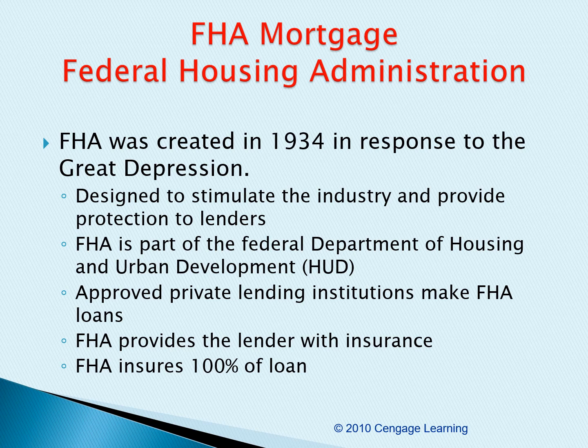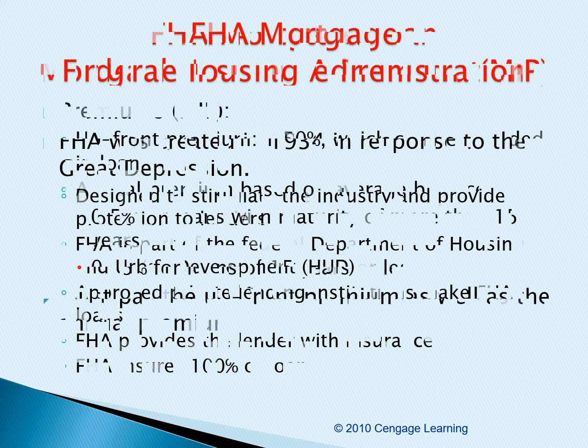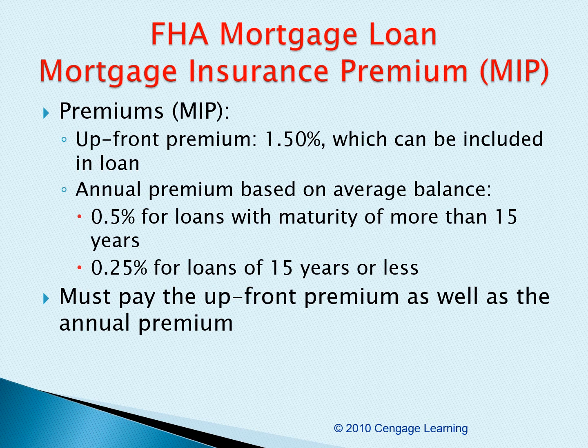So FHA provides the lender with insurance. Just like with a conventional mortgage where you have PMI, FHA also has insurance attached to it, but it's called something different. Now, FHA will insure 100% of your loan. A lot of people really like FHA mortgages, and the reason for that is because the down payment is small. You only have to put down 3.5% as a down payment.